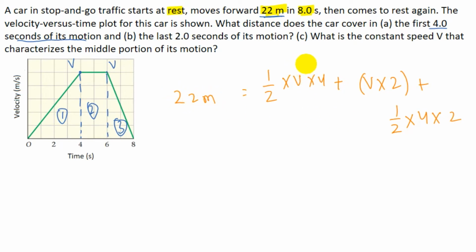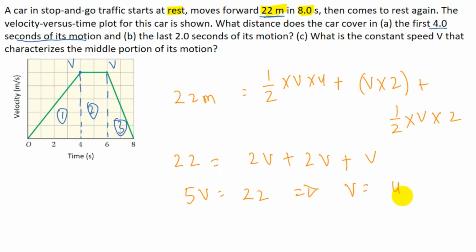So here we have only one variable, which is V. We can calculate it easily. 22 equals, this would become 2V plus 2V, and this 2 will cancel. I made a mistake here, this is V, because the height is V here, not 4. So this is V, this 2 and this 2 will cancel, and we get V. So 5V equals 22, or V comes out to be 4.4 meters per second. This is the velocity of the car at this point, and it is the same velocity at this point because during this time interval the velocity is constant.